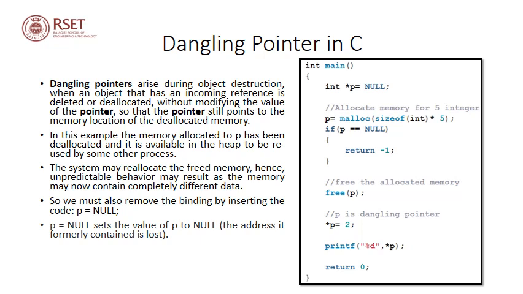Within the main function we have an integer pointer p which is initially set as null, and in the next statement we are calling the function malloc and allocating sizeof int star 5, that is 4 into 5, 20 bytes of memory to p, and p will now point at the starting address of these 20 bytes of memory. Next we are doing a condition checking if p is equal to null. The reason we need to do this condition checking is that we know that malloc will dynamically allocate memory from the heap.